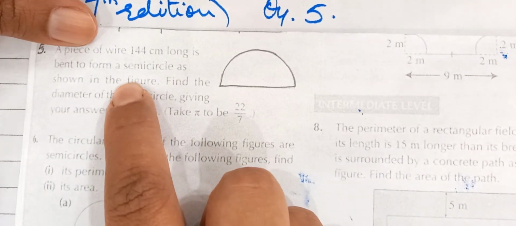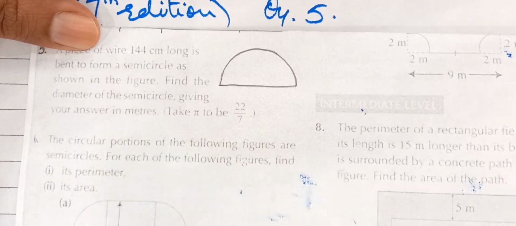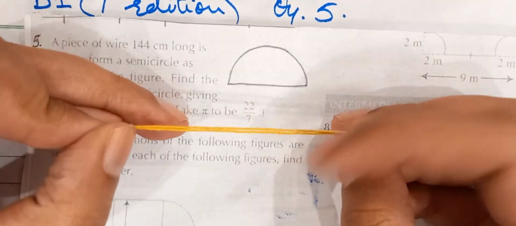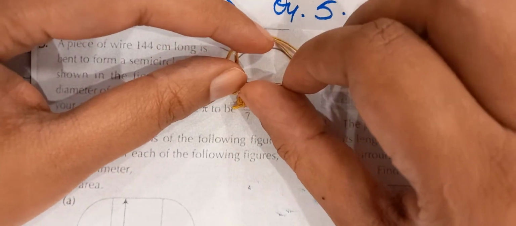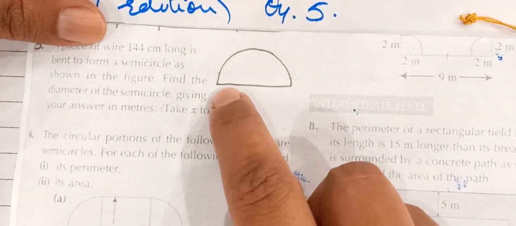They have taken a piece of wire which is 144 centimeter long. If we can assume that it's a piece of wire, then they have bent it. I couldn't lay my hand on a wire, so I am using a thread. They have taken a wire and bent it in the form of a semicircle like this. So assume that it's a wire. This semicircle is a wire which is bent.